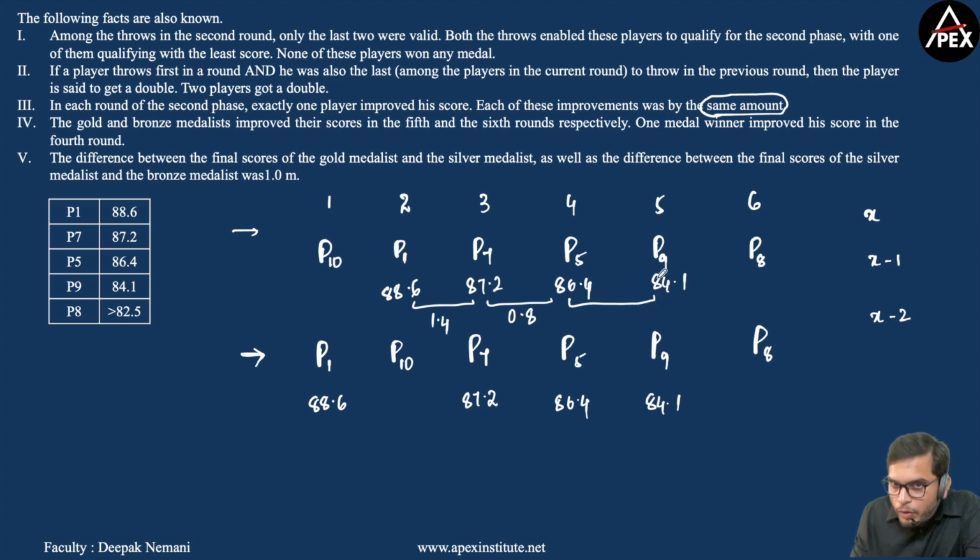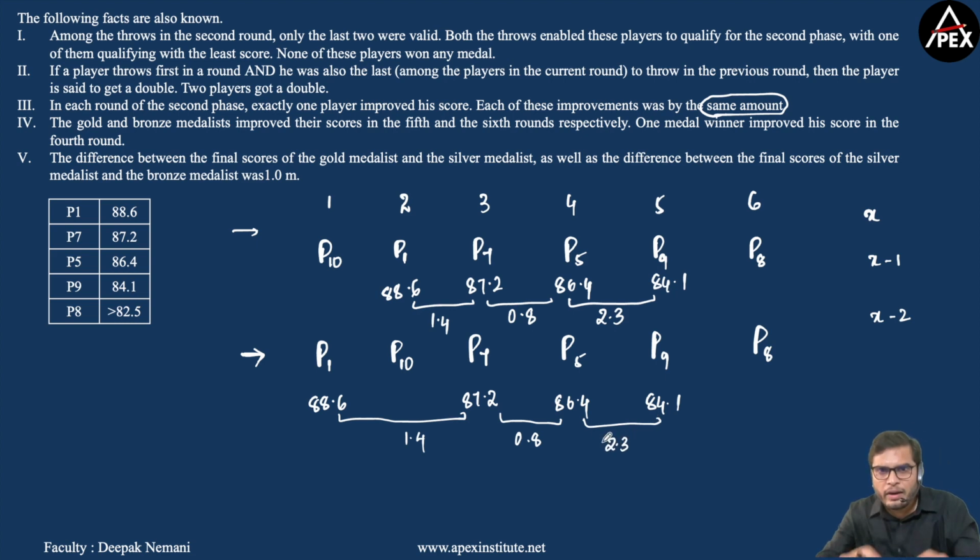Now 86.4 and 84.1, the difference is 2.3. Now similarly this difference is 1.4. Now this difference is 0.8 and this difference is 2.3. Now let us understand a small concept of arithmetic progression here.